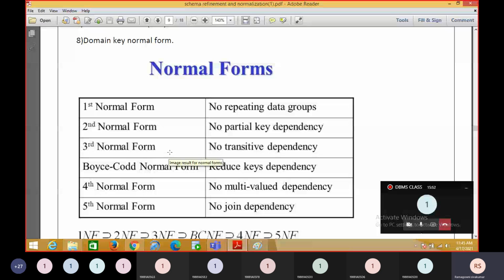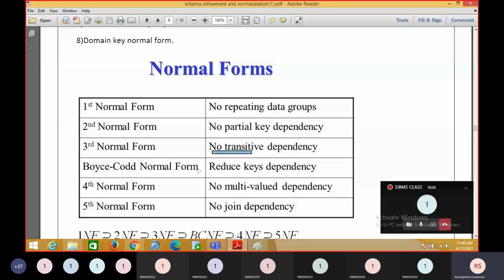The next thing is Boyce-Codd normal form. It is like the third normal form. Every normal form builds on the previous one: second normal form must follow the first normal form, and third normal form must follow the second normal form, then you add the no transitive dependency rule. Boyce-Codd normal form also follows the normal form rules. Here the condition is to reduce the key dependencies.